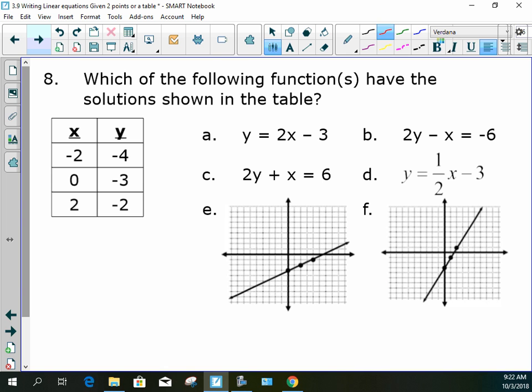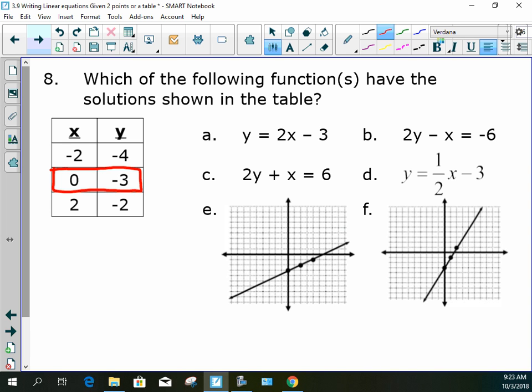The following functions have solutions shown. Which of the following functions have solutions shown in the table? So here's what I'm going to look for. This is number 8. You see this right here? When x is 0, what is that? That's my y-intercept, isn't it? So that means A is golden. In my head, it looks like C is golden when I do the calculations. It looks like it works for B.